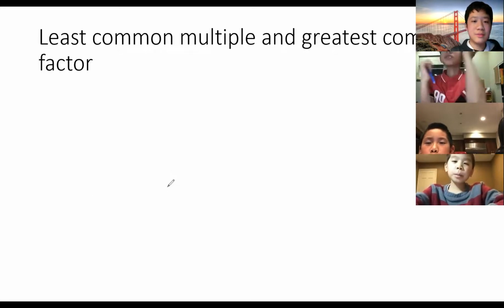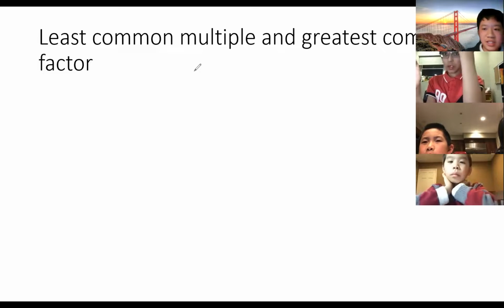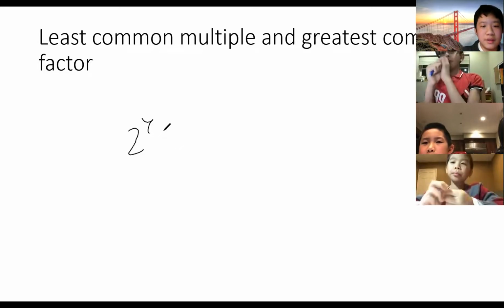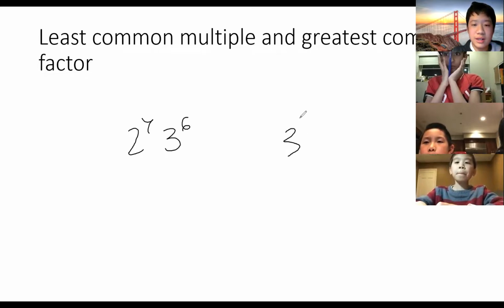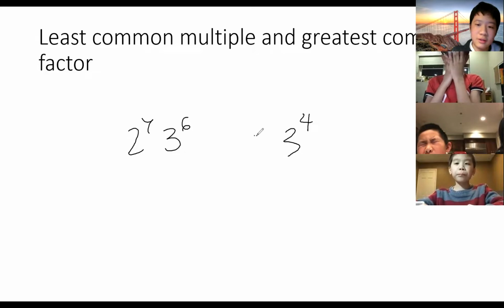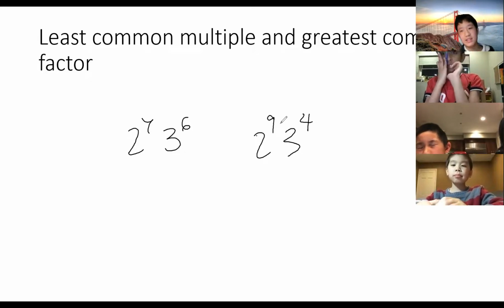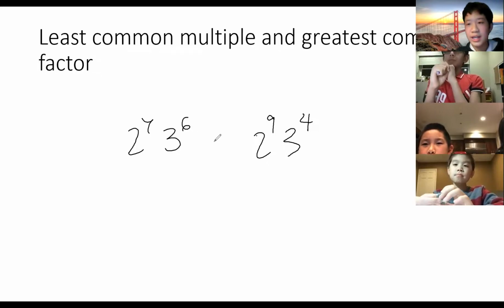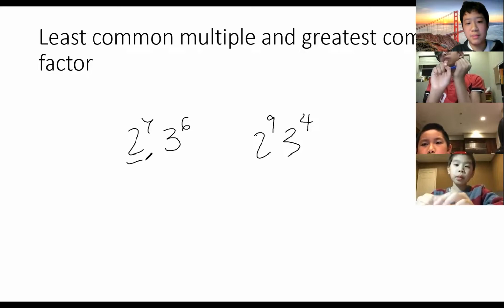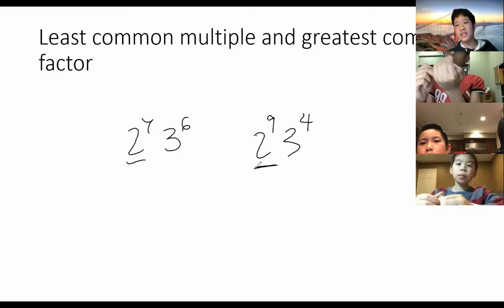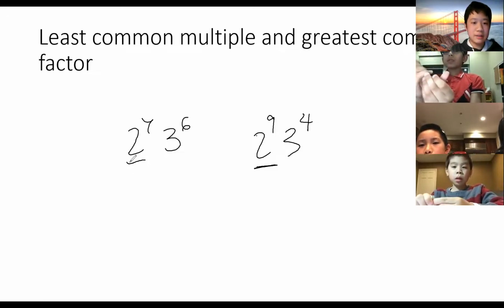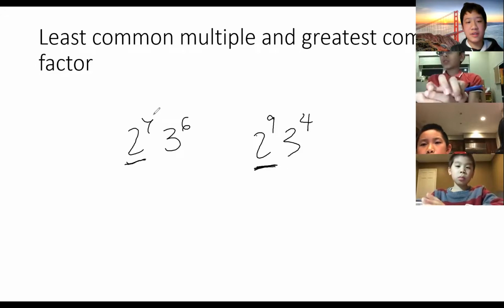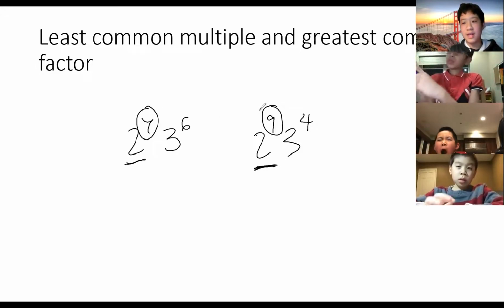Okay, so why do we use prime factorizations? Well, let's just say I had a number 2 to the 7th times 3 to the 6th, and I had another number 2 to the 9th times 3 to the 4th. What is the least common multiple of these two numbers? Well, the trick here is that I look at the powers of each of the primes. We have to first make sure that these numbers are in their prime factorizations. And yes, they are. So I'm going to look at the powers of 2. I have a power of 7 here and a power of 9.